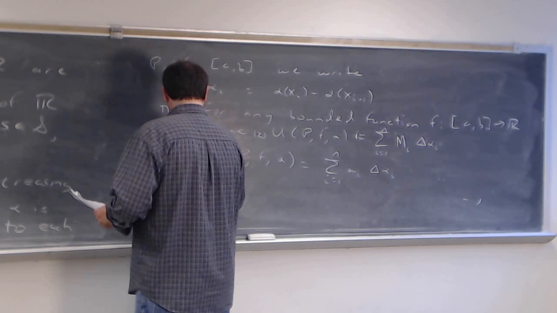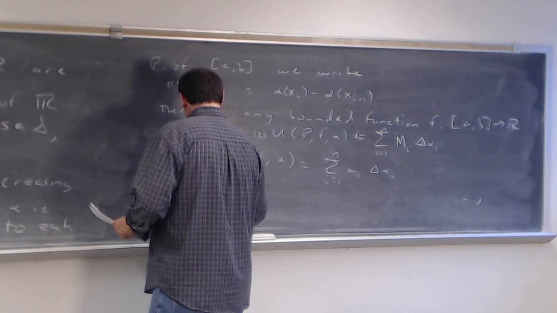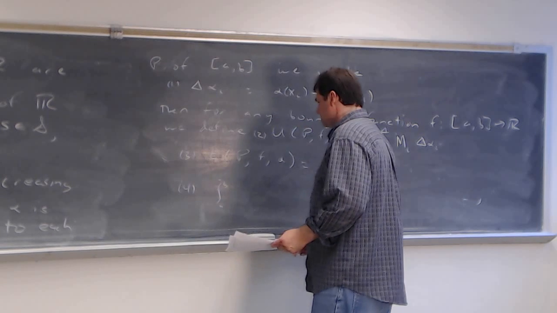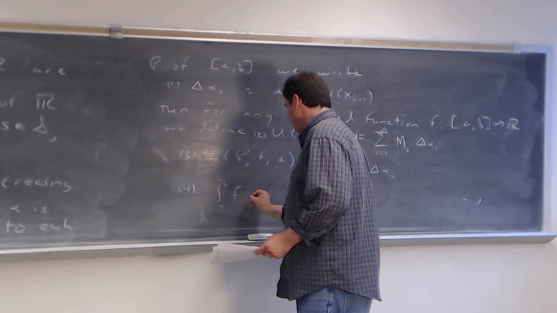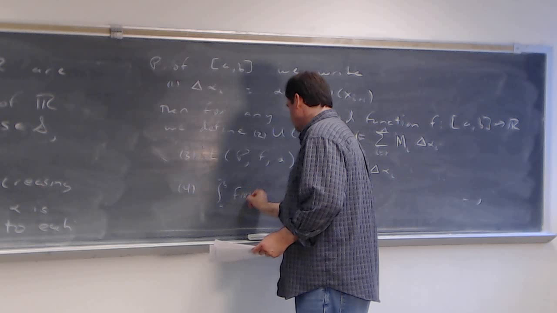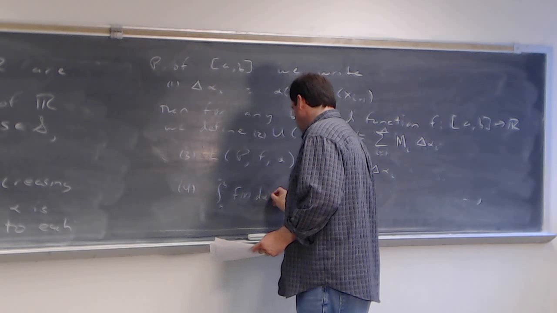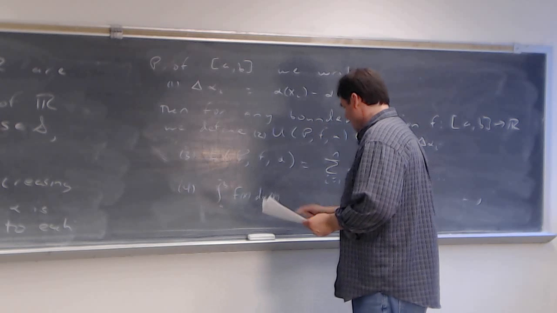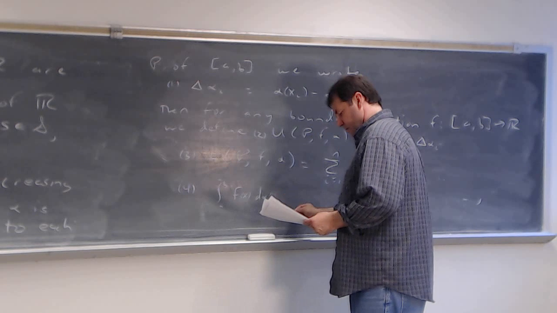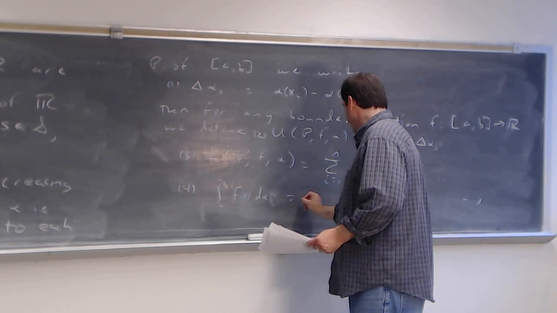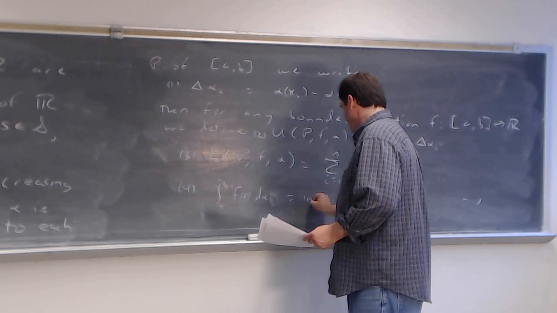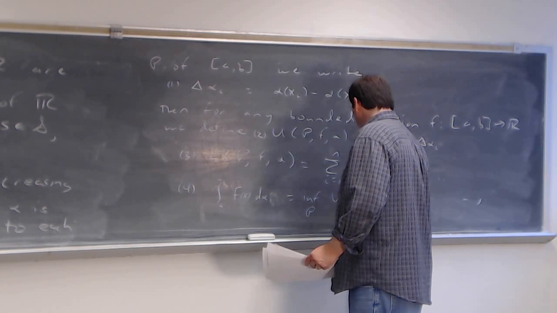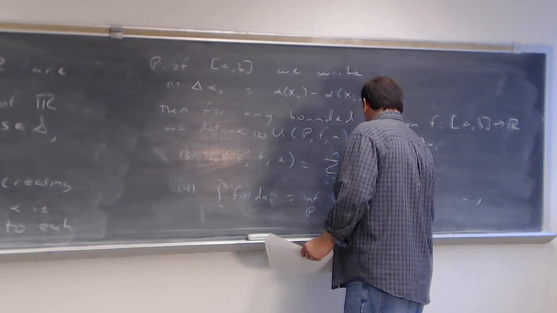Fourthly, we have this integral, but I'm going to put a superscript here with a bar, of f of x d alpha of x, or just d alpha. Okay, so what is it going to be equal to? It's going to be equal to the infimum over all partitions of the U of P, f, alpha.